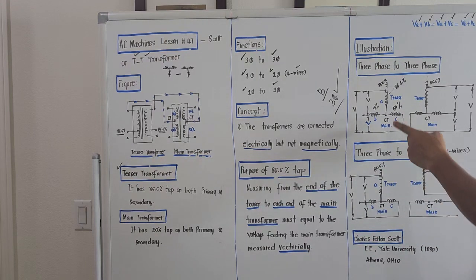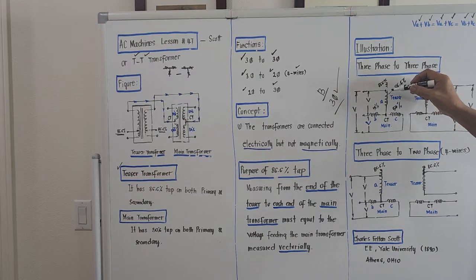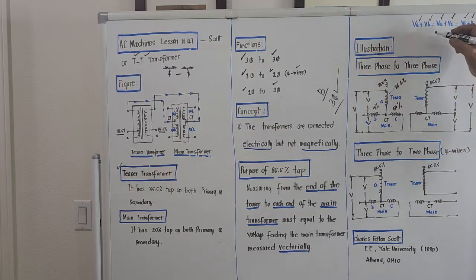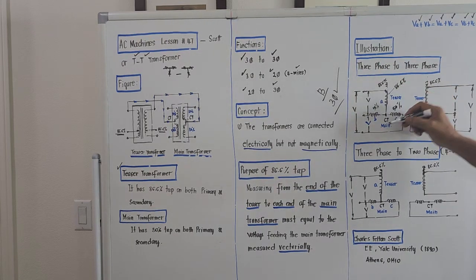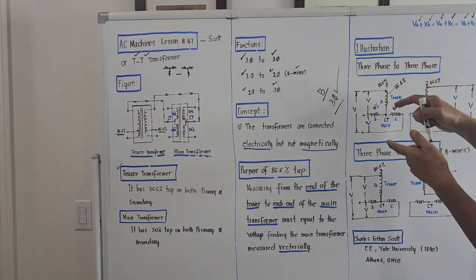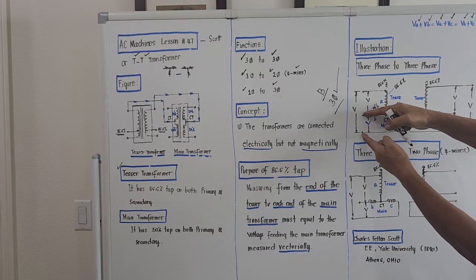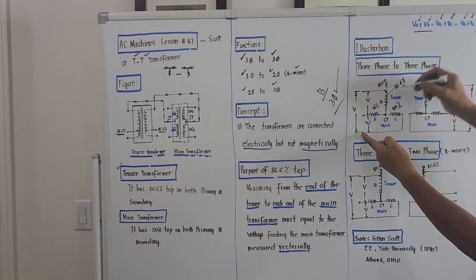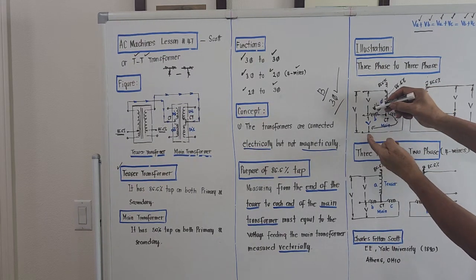One end of the teaser, we connect at the center tap. If we measure the voltage from this point to the 86% tap, it should be equal to the voltage from this point to the other terminal of the center tap, and this should be equal to the voltage fed to the main transformer. That's why this first voltage plus the next voltage should be equal to this voltage.